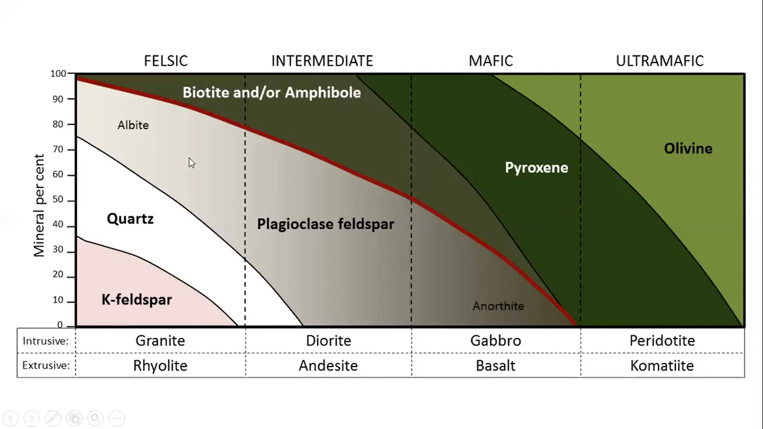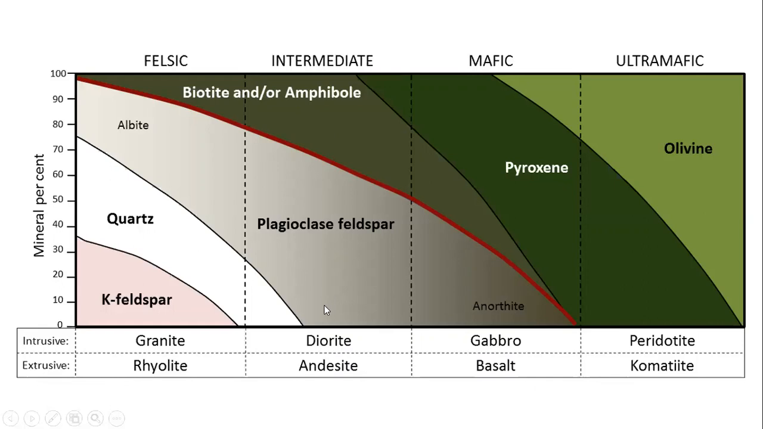This is a diagram which elaborates the mineralogical composition of various rocks. This field includes granite and rhyolite, which are felsic or silicic rocks. Granite is intrusive, while rhyolite is the extrusive equivalent of granite. These felsic rocks contain K feldspar, which is also called alkali feldspar, quartz, and albite, whereas albite is sodium-rich plagioclase. It is sodium plagioclase, and it may contain mica. Mica can be biotite or sometimes muscovite.